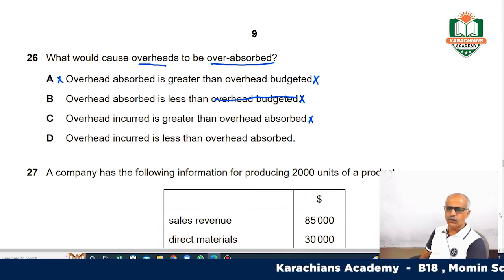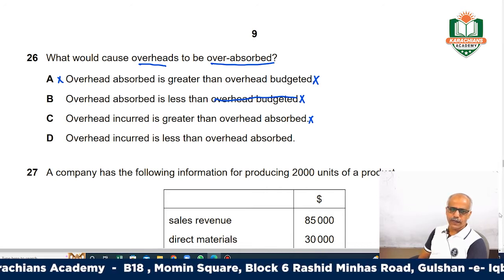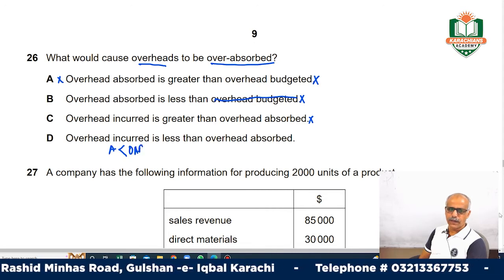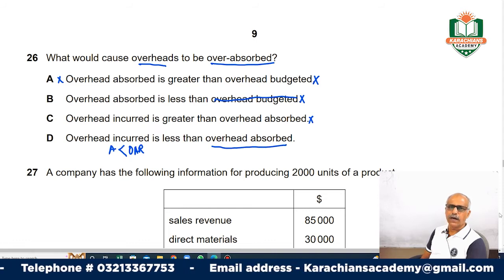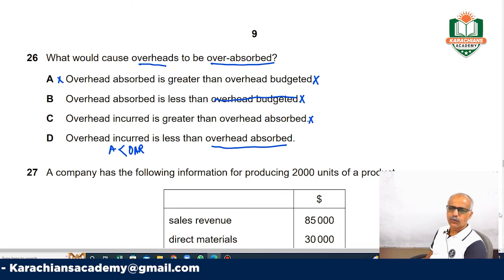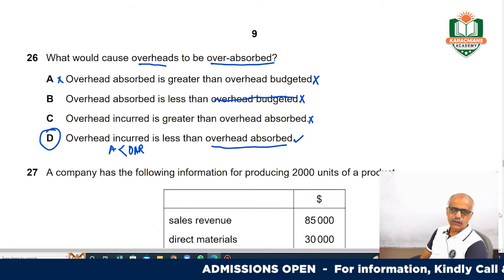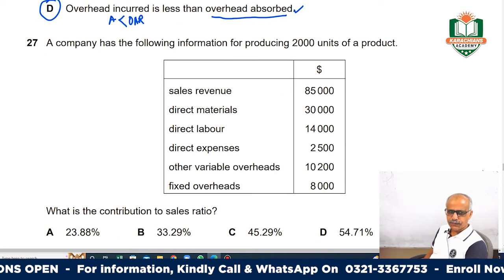Overhead incurred is less than overhead absorbed. Your actuals are less than your OAR. It means in the OAR you kept a good cushion, so you over absorb the overheads and your actuals are lesser. So this option is correct. Question 26 answer is D. Move on to question 27.